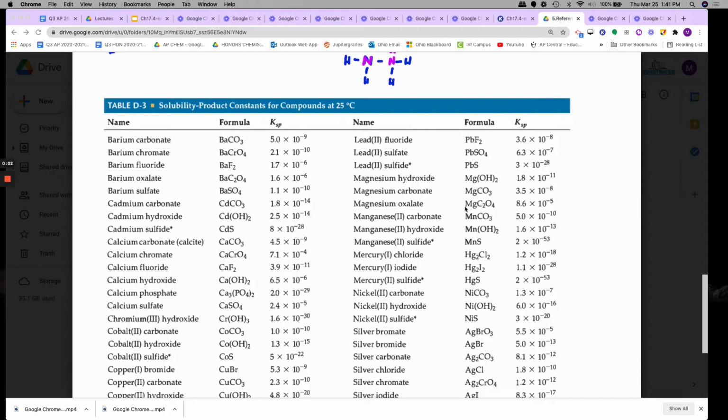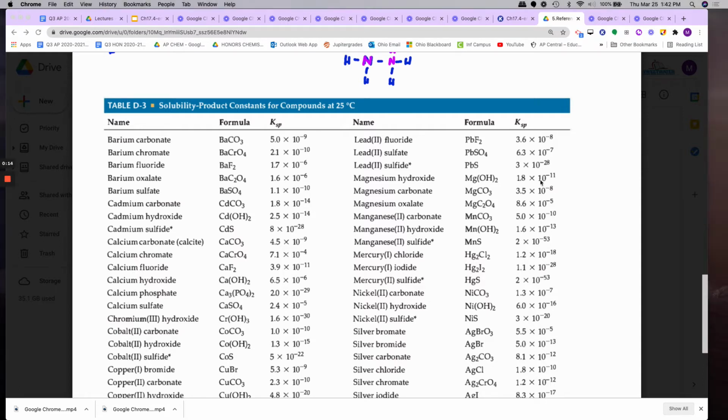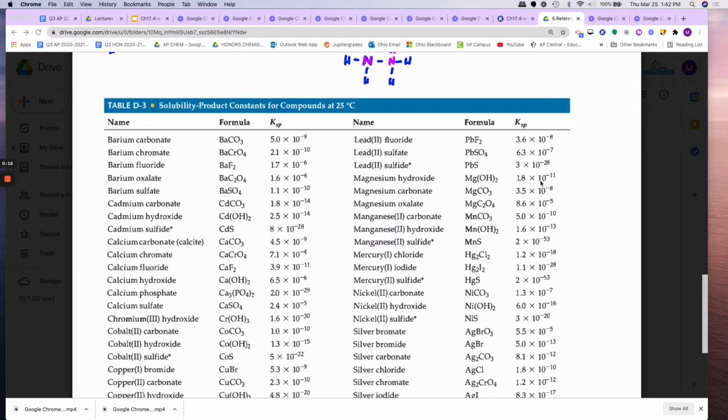So let's look at the solid magnesium hydroxide, Mg(OH)2. The solubility is 1.8 times 10 to the negative 11. That's the Ksp, I'm sorry. So what can you say about magnesium hydroxide? It's not going to dissolve very much. That's why it's not a strong base, because you won't get any of the OH minuses.